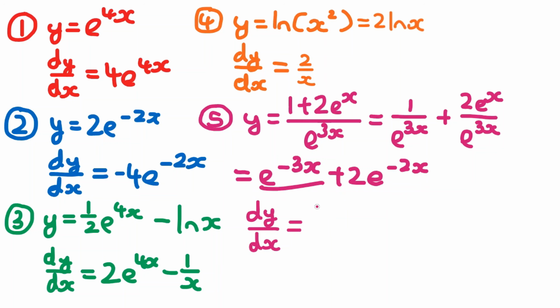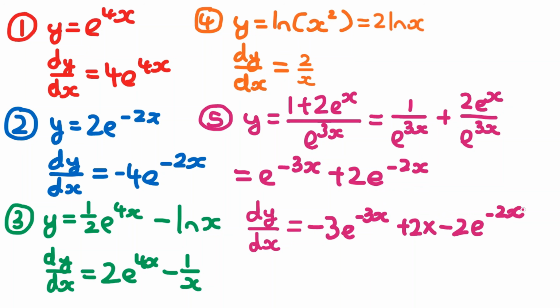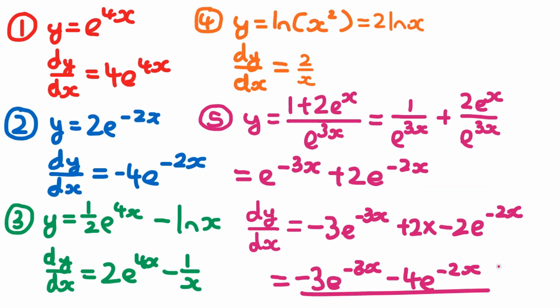So e to the power of minus 3x is just going to simply be minus 3e to the power of minus 3x, and this is going to be plus 2 multiplied by, and then this differentiated is going to be minus 2e to the power of minus 2x. This is e to the power of minus 2x differentiated, and then we can simplify this to minus 3e to the power of minus 3x, and then 2 multiplied by minus 2 is minus 4e to the power of minus 2x.